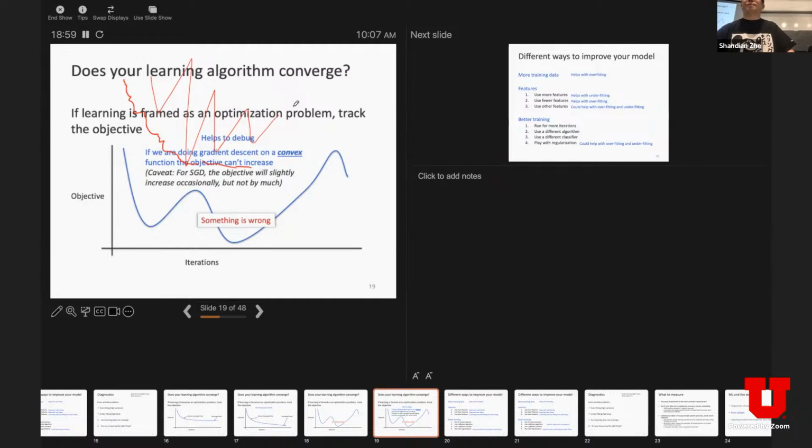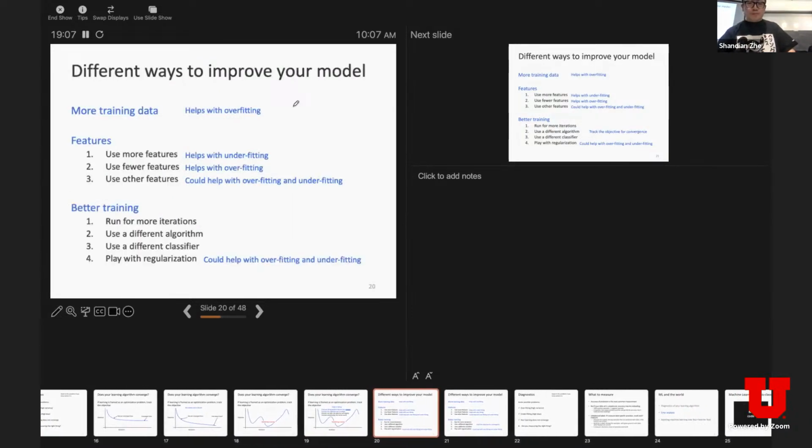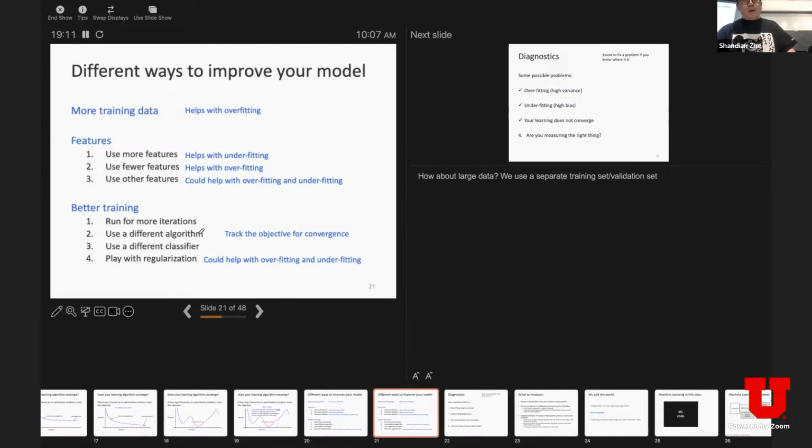Any question? Okay. So that's the strategy. If we find the learning behavior is problematic, you should track the objective and look at their convergence in the right way.